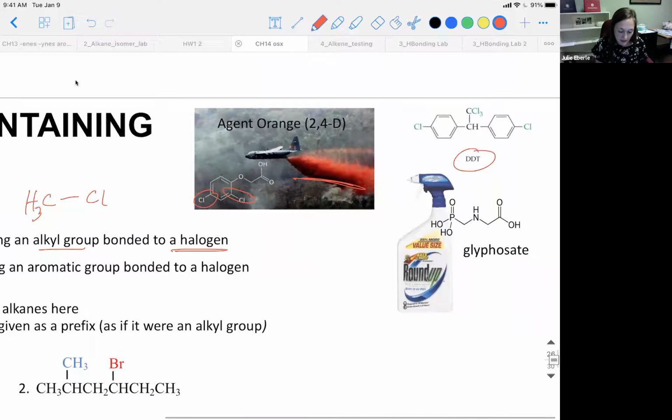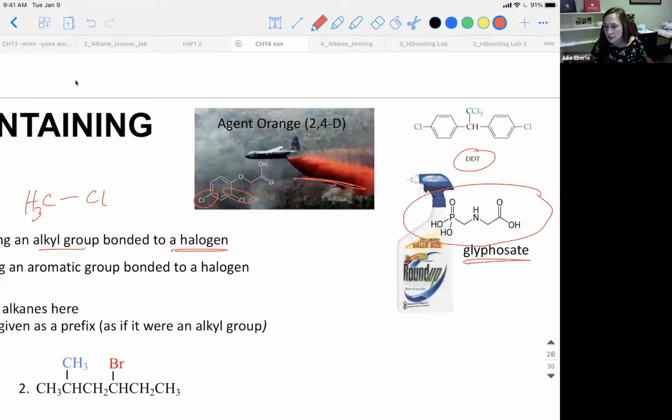Another one, DDT, and these were also used as pesticides and herbicides on food. And then they realized that's a really bad thing to do. So we now have much safer herbicides. Y'all probably heard of Roundup, okay? Notice within the molecule within Roundup is glyphosate. Thank goodness we don't use alkyl halides anymore in pesticides and herbicides.